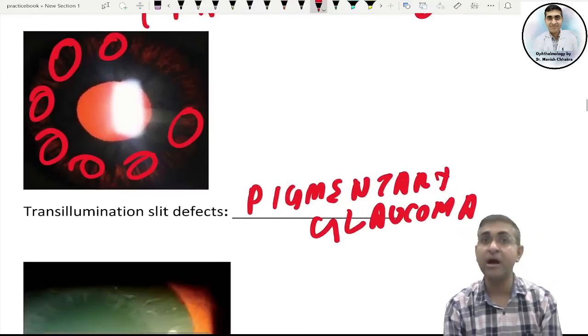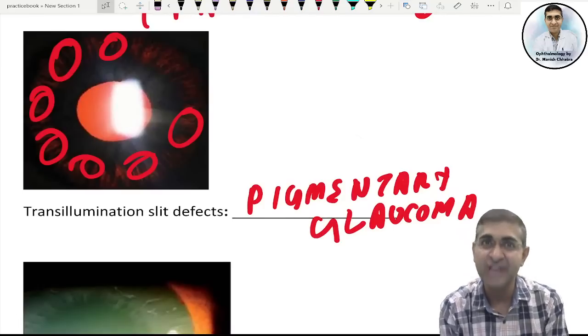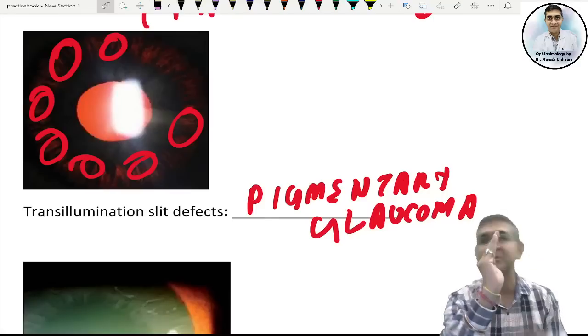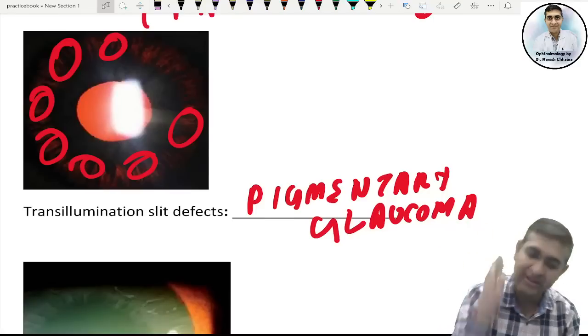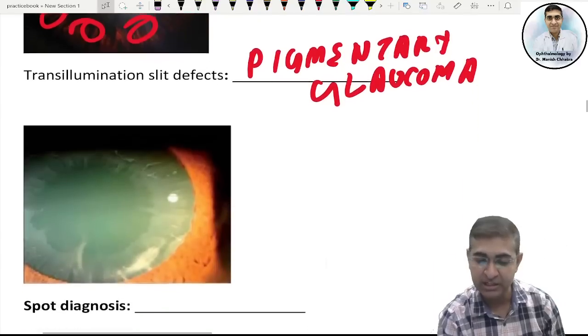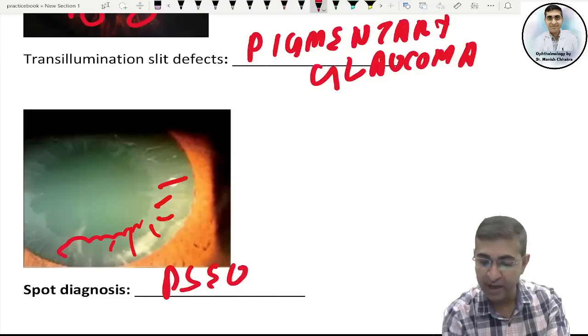It is pigmentary glaucoma, in which there is a reverse configuration of the iris. Normally it is convex anteriorly, now it becomes convex posteriorly or concave anteriorly. So transillumination slit defects are seen in pigmentary glaucoma. What is this? Can you see this part? Yes, this is pseudoexfoliation.